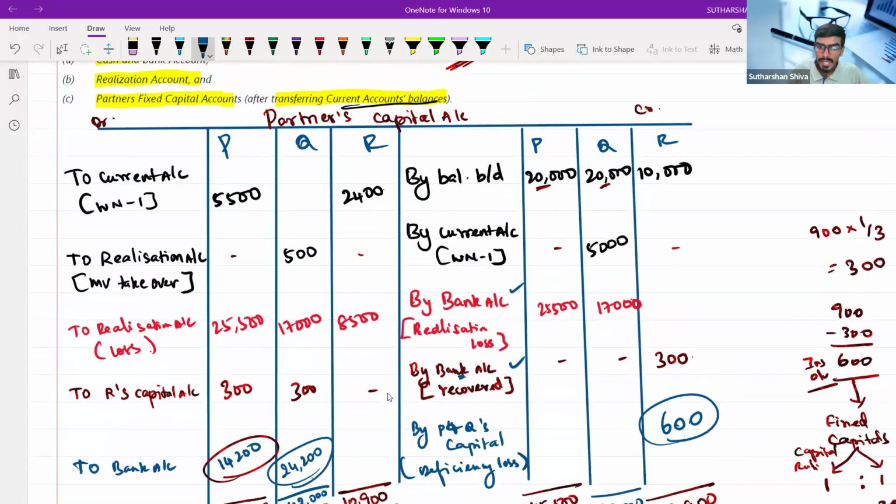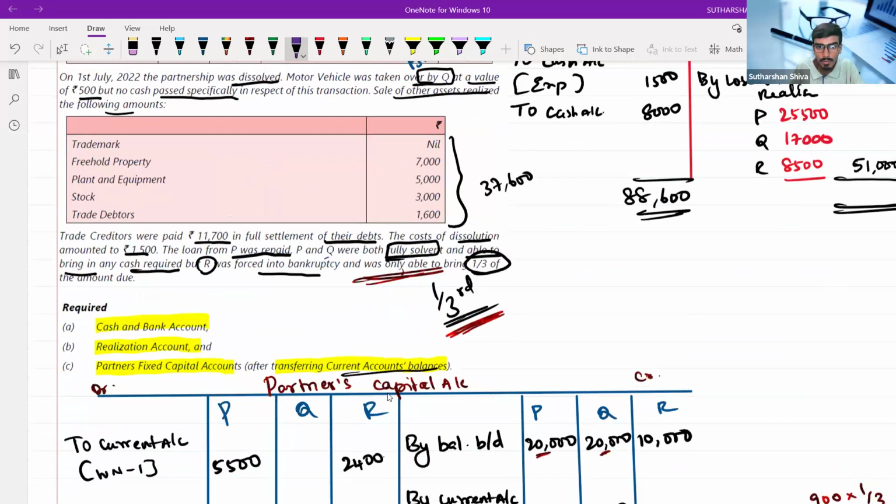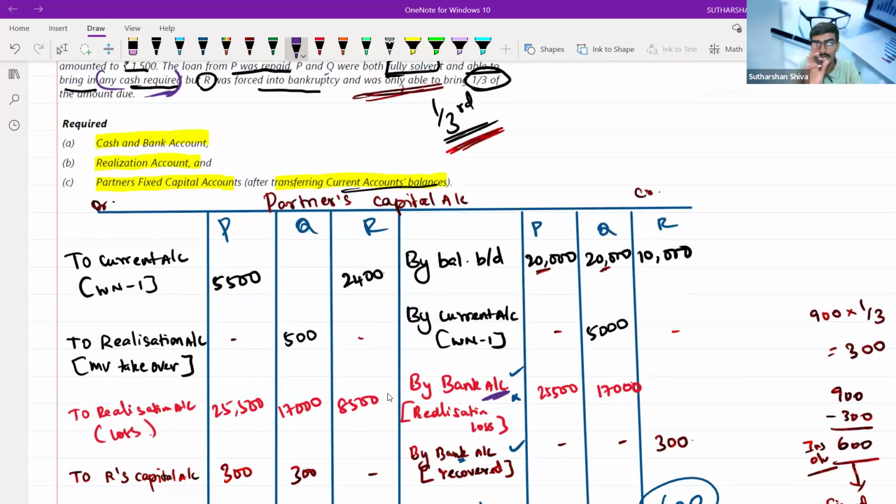Without entering this, without doing this entry, whatever I have written, let's bring the cash. Without that entry also, you can do the sum if the question is silent. Here, they specifically tell that P and Q were solvent and able to bring any cash required. For that purpose we are doing this. If the question is silent about rule 1, if they say follow Garner versus Murray rule, we need to follow rule number 1. In some cases, if we are not told, obviously we need not follow rule number 1.